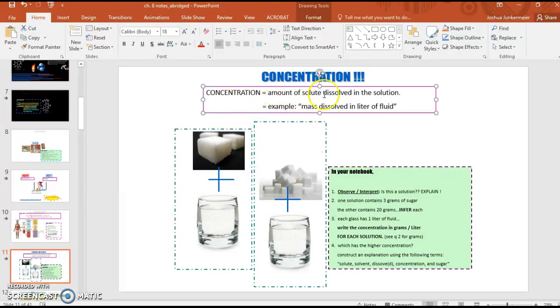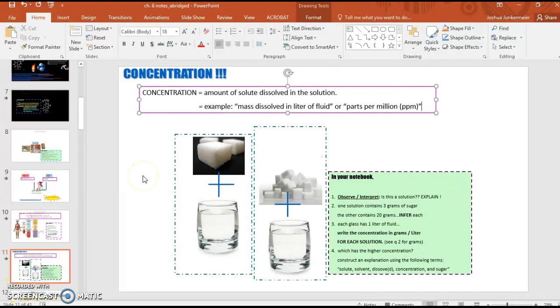All right. We're introducing ourselves to the concept of concentration. Concentration is the amount of solute dissolved in the solution. So it's how much solute has been dissolved in the solution. An example of this is mass dissolved in a liter of fluid. That's a common one. So grams per liter, or grams per milliliter, or milligrams per milliliter. So it's an amount in grams typically, a certain number of grams of dried substance that's been dissolved in an amount of fluid, or liter.